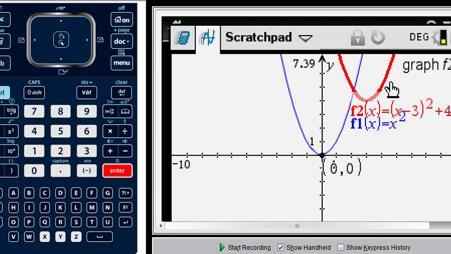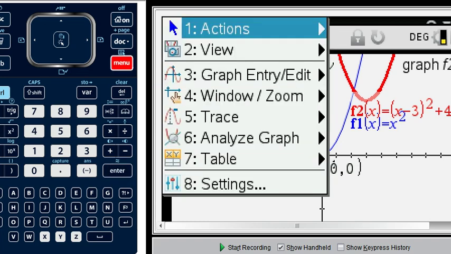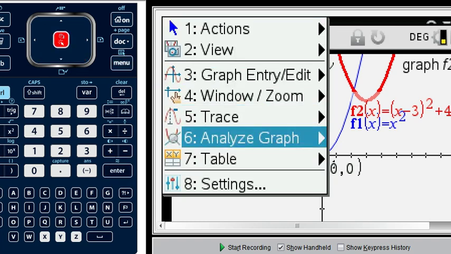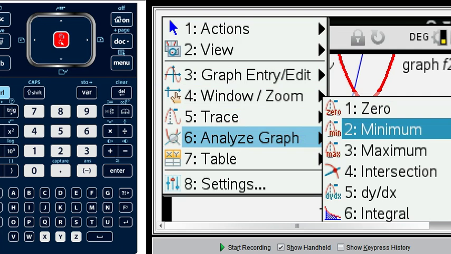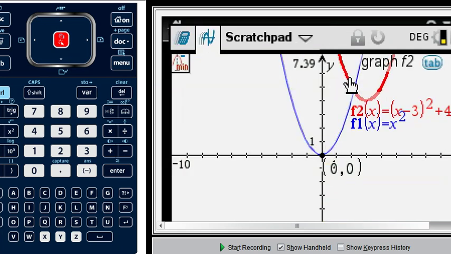Okay, so like Erin just said, let's do this one more time. If we hit menu, analyze graph, I want my minimum. I pick my graph because it wants to know which one. I'm picking this one. You didn't put it in parentheses like I told you. No, you're just squaring 3. There you go.